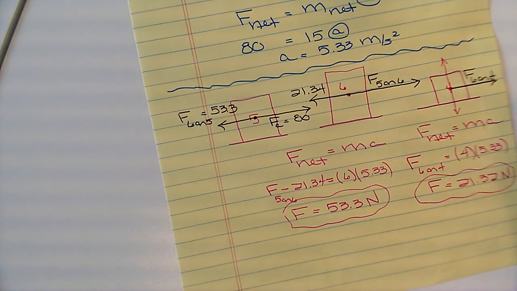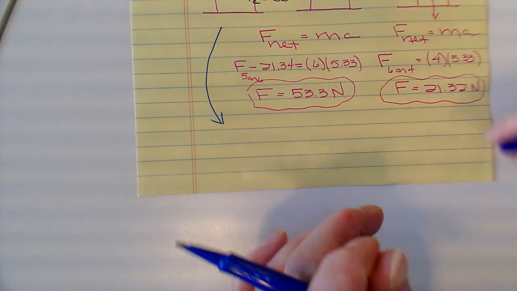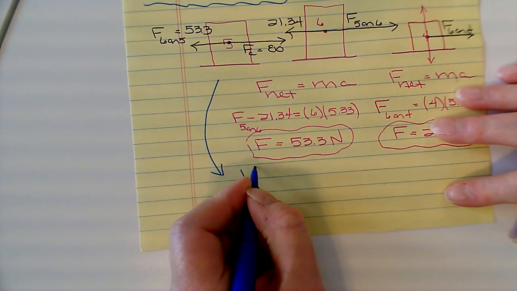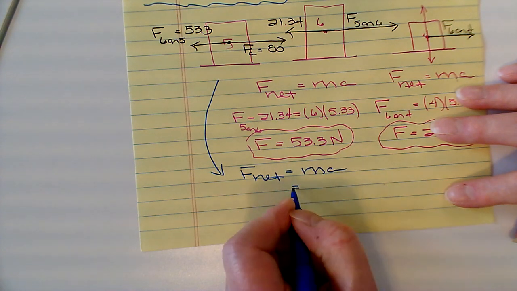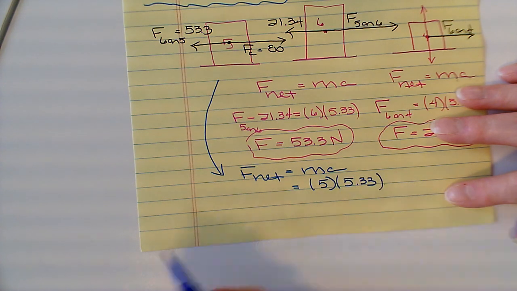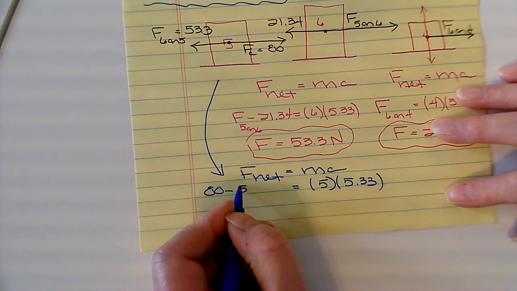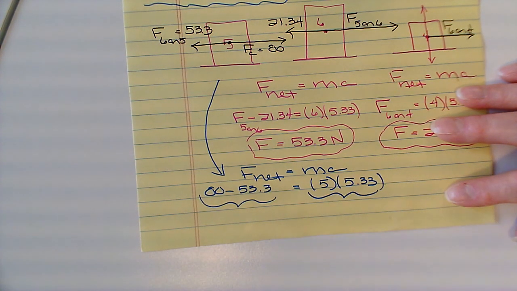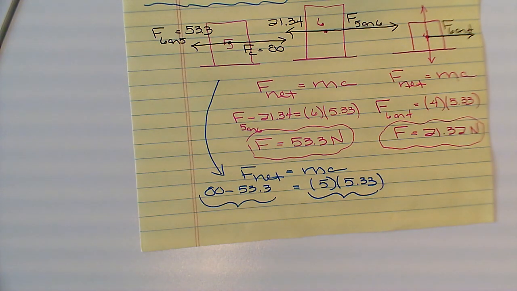And I'm going to keep writing in a different color down here so we can see it a little bit better. So now I'm going to have F net equals MA. This is a 5. This is 5.33. And we would have 80 minus 53.3. So whatever that equals should equal this. And if they match, then we know that all of our answers are probably correct.